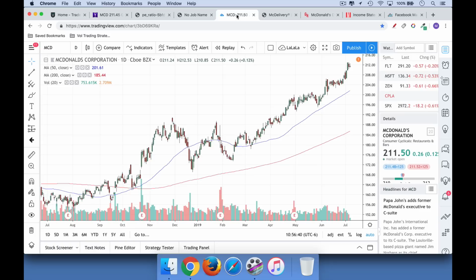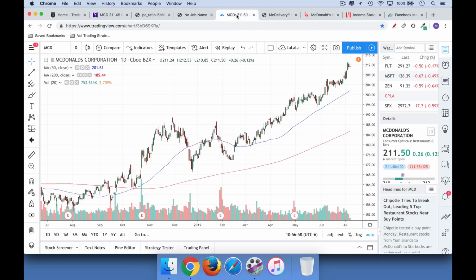Now you can see that in spite of this, McDonald's keeps hitting new highs. So I wanted to talk a little bit about this. This is a trap that a lot of value investors fall into. They want to buy low PE stocks. And I would suggest that buying low PE stocks rarely works anymore. The higher quality stocks are the stocks with high PEs.